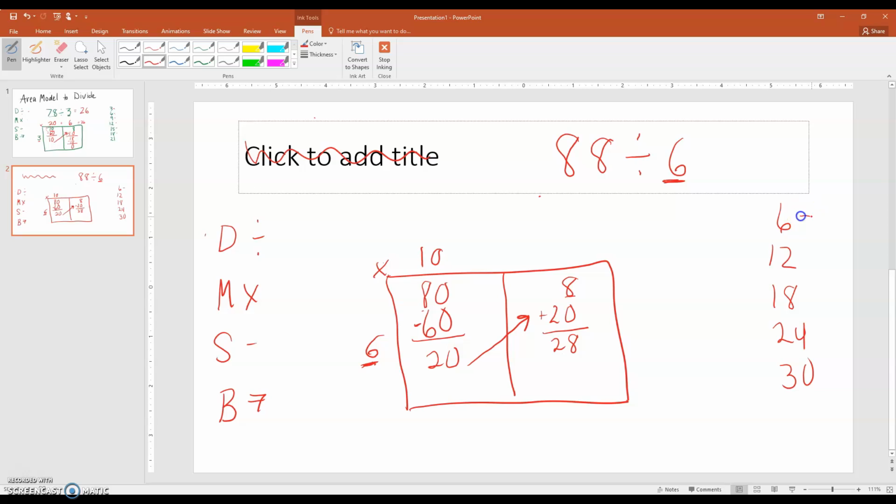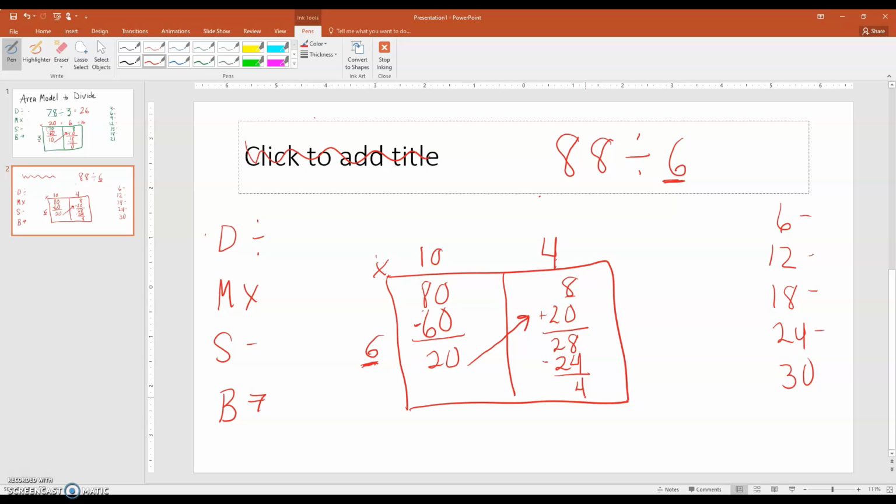Well, when I look at my chart here, I can take 4 copies of 6, but if I try 5, it's going to go over. So I'm going to take 4 groups of 6 out. 4 times 6 is 24. And when I subtract, I have 4. Now, I'm not allowed to have anything here. Remember, it needs to be 0.